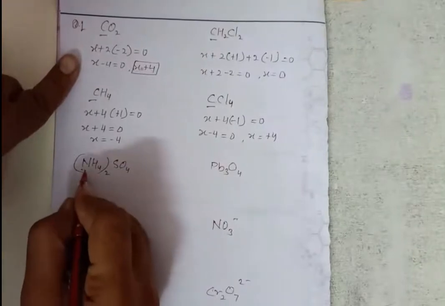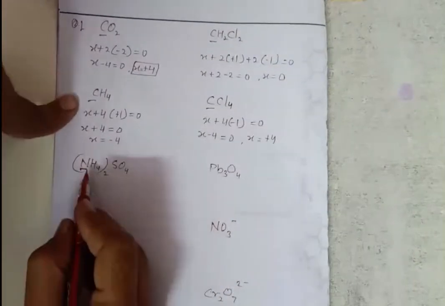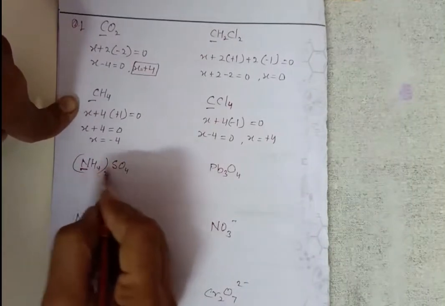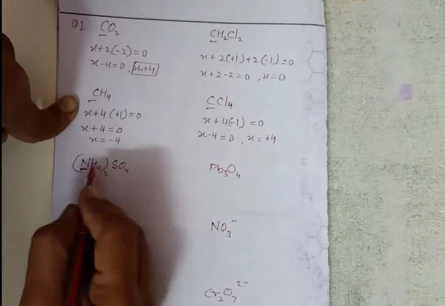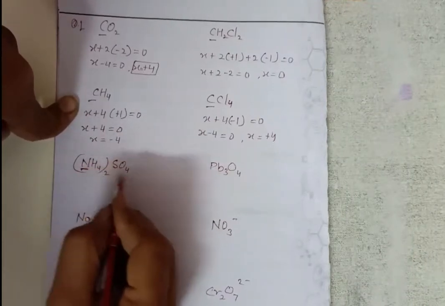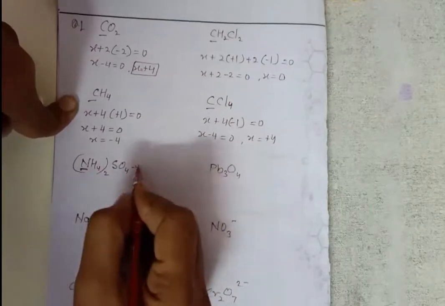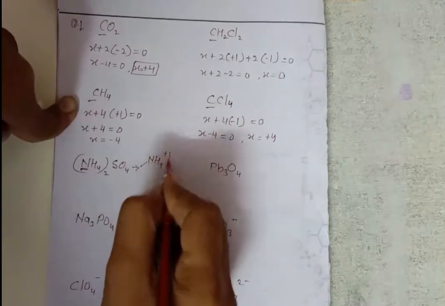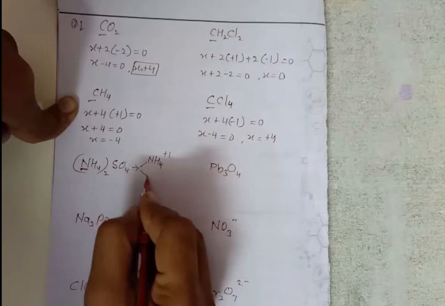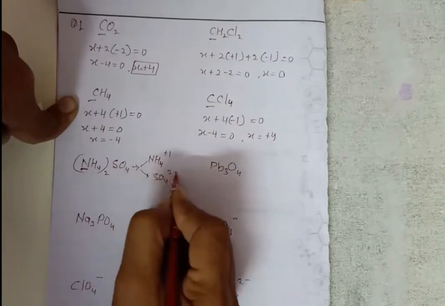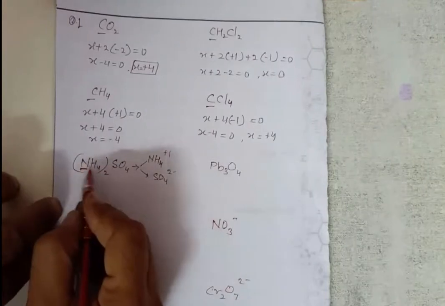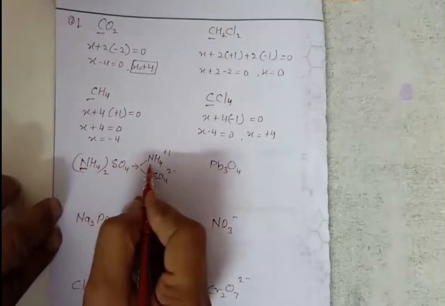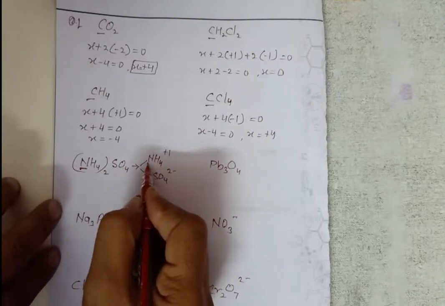Now we have to find the oxidation number of nitrogen. Okay, this is ammonium sulfate. So for nitrogen, students, we can solve this one in 2 ways. We can split into ions also. The ions which are formed by the dissociation of ammonium sulfate are the ammonium plus 1 ion, and the other one is the sulfate 2 minus ion. So with the help of these ions we can find the oxidation number of nitrogen.